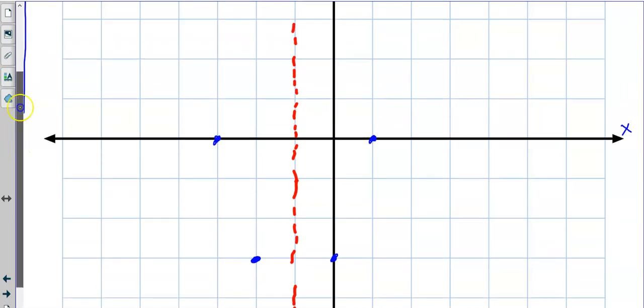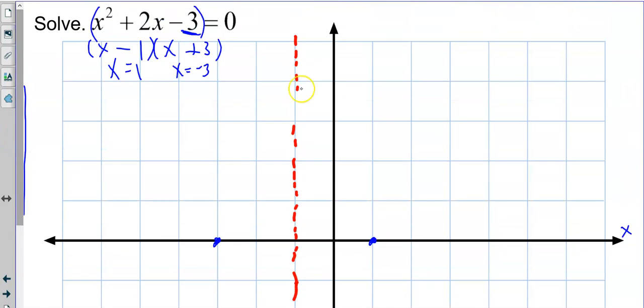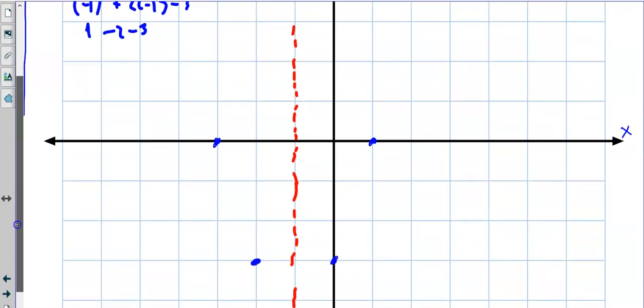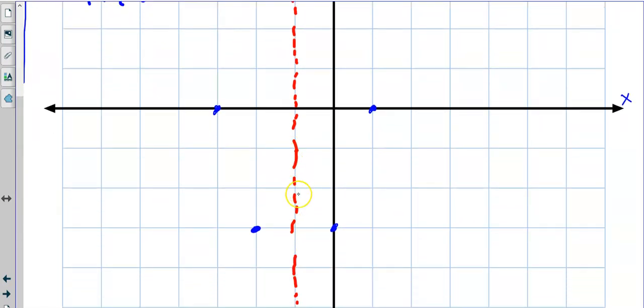We could find the value of, let's see, if we plugged in that value of negative 1, let's plug in negative 1. So that'd be negative 1 squared plus 2 times negative 1 minus 3. That would be 1 minus 2 minus 3. That's negative 4. So negative 1, negative 4. That's going to be the vertex of this parabola.